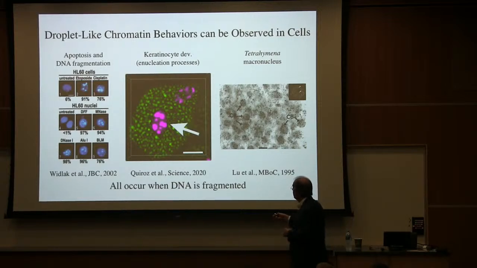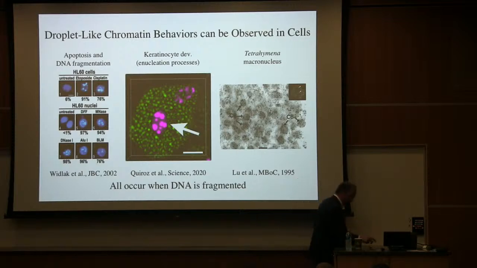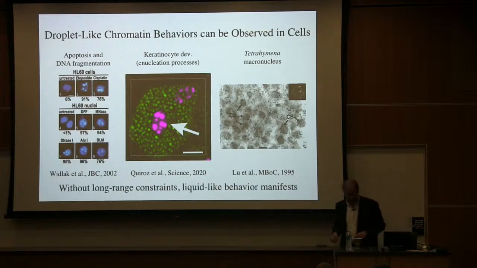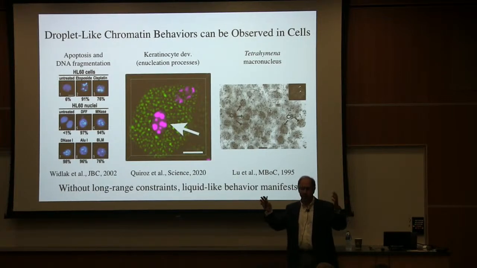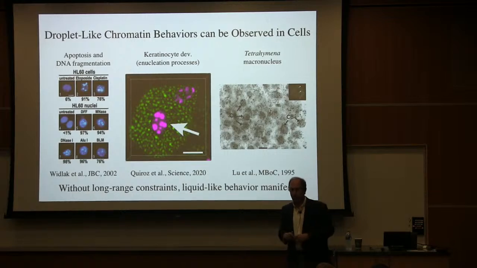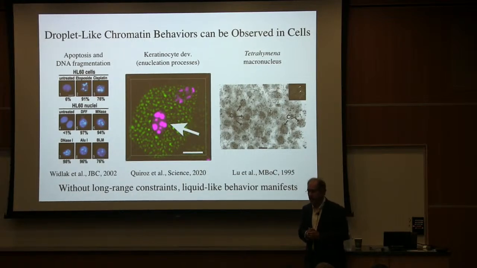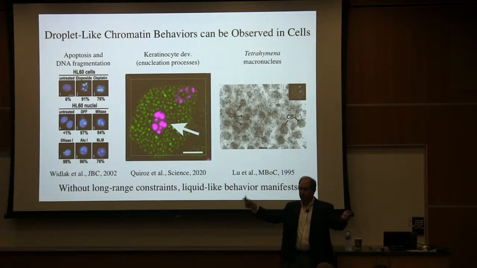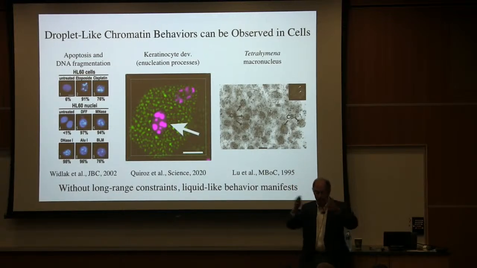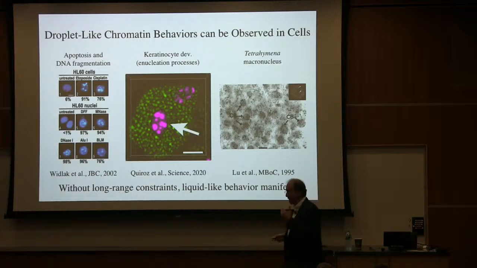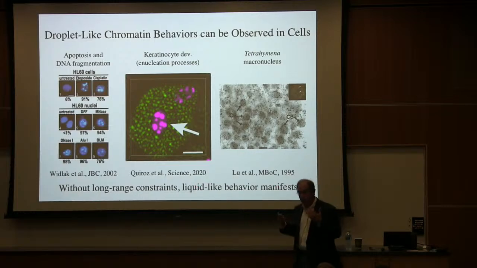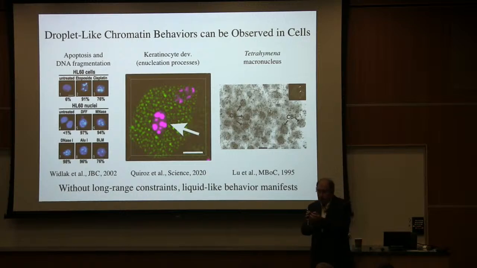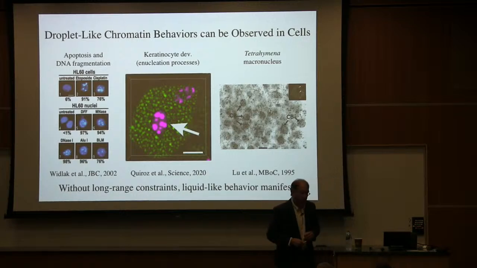And so we think that what this is telling us is that in all of these cases, the long-range constraints on the chromatin polymer, cross-linking with molecules like cohesins and condensins, other kinds of interactions that produce long-range interactions, get lost when the chromatin is chopped up. And so without those constraints, we think that this liquid-like behavior really is intrinsic to the chromatin polymer. And so when you remove them experimentally, what you see is this inherent condensation.